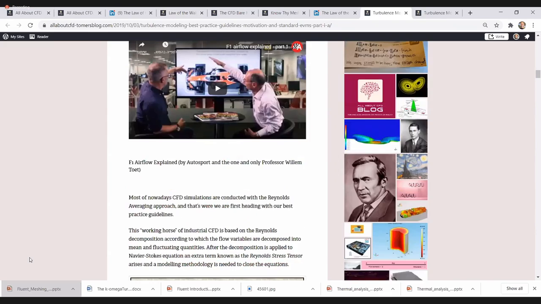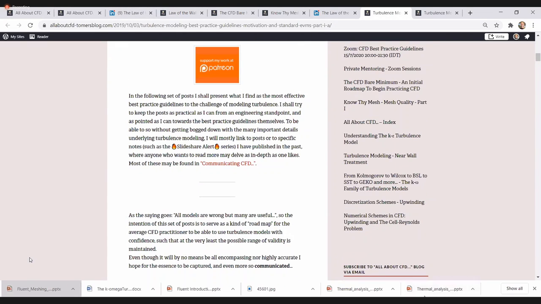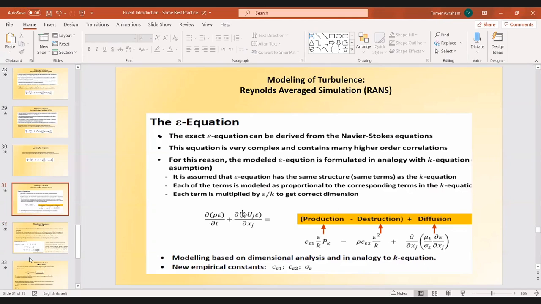So, best practice for EVMs. Let's go back to the screen sharing. I'm not quite done with that. I want you to understand exactly what the difference is between the models you use. Okay? So the epsilon equation has its problem. It cannot be integrated to the wall.